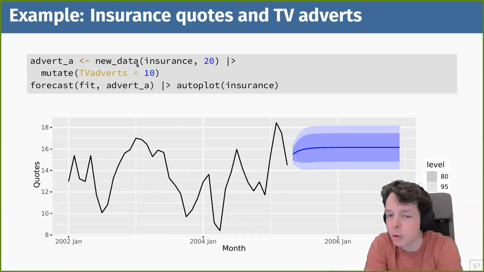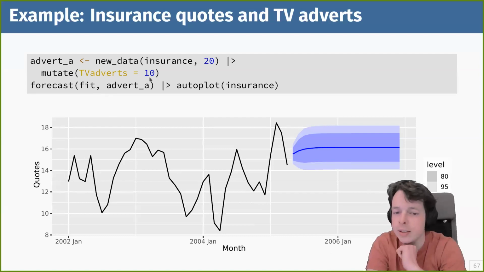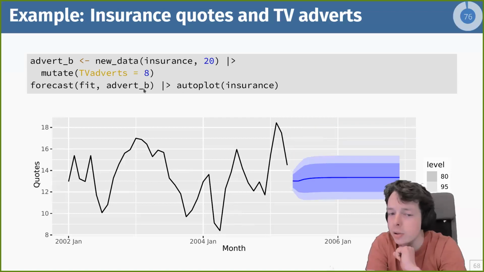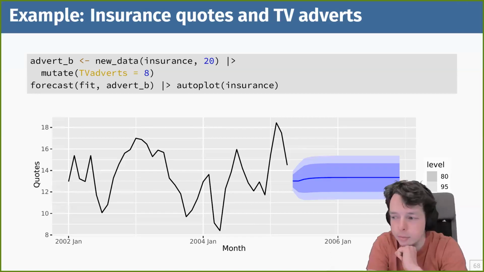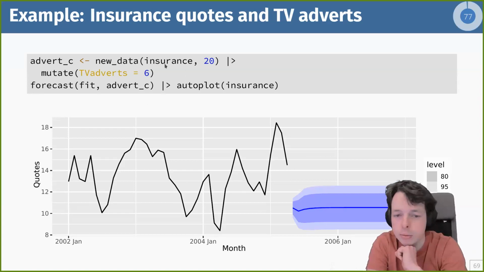And here we're just assuming that we're doing 10 advertisements, but this is really useful for your client because they might be able to decide how many advertisements they're going to run based on how many sales they need. This is where scenario forecasting can be really useful if you can control what happens to the regressors. So you can see if we only did 8 advertisements, we have a lot less insurance quotes. But if we only do 6 advertisements, we get far fewer quotes.